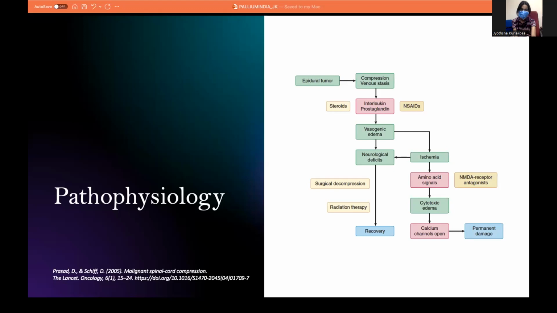The ischemia also leads to release of some amino acids, and this further leads to cytotoxic edema, leading to calcium channels opening up and a permanent neurological damage. Understanding the mechanism and pathophysiology is important because we need to know the mechanism of action of each of the drugs that we give in MSCC. Another factor implicated is vascular endothelial growth factor, which also increases the hypoxia and the necrosis.